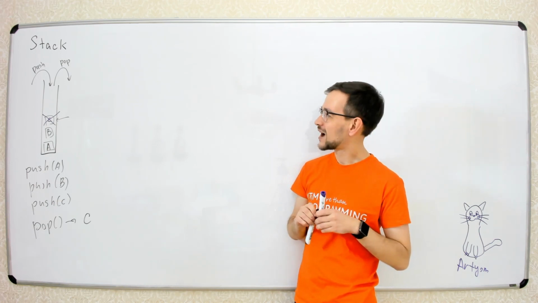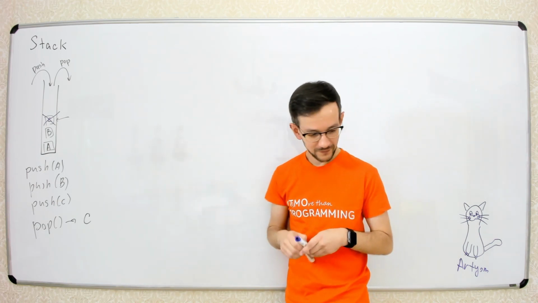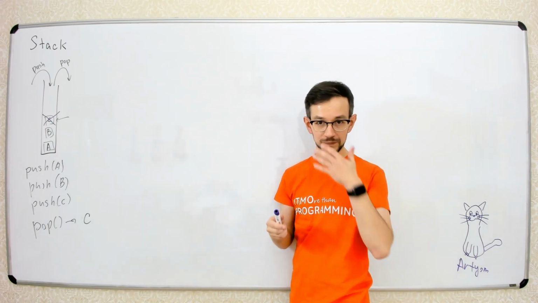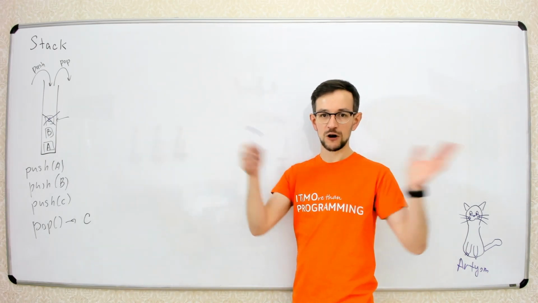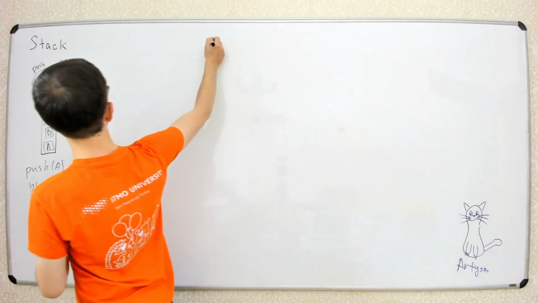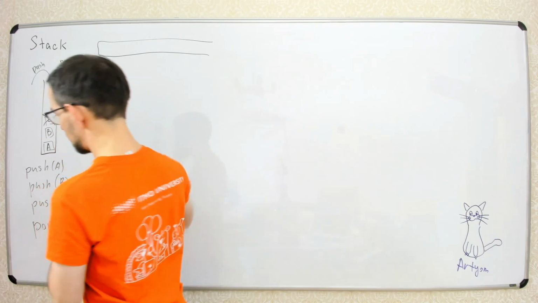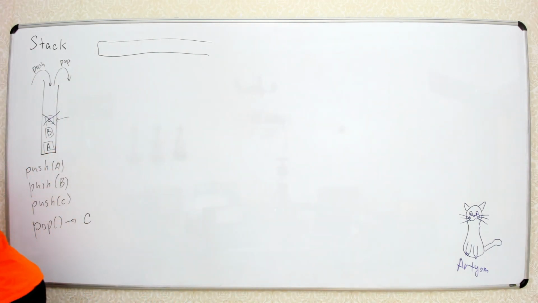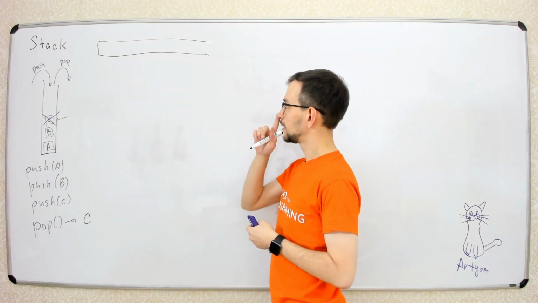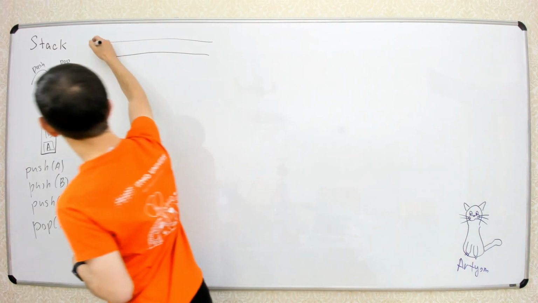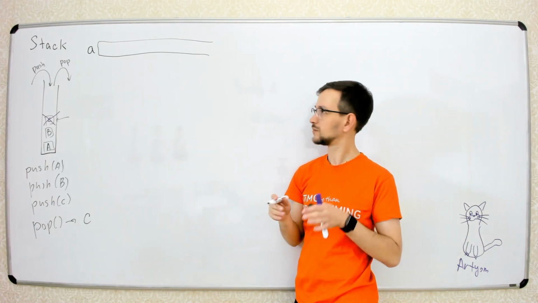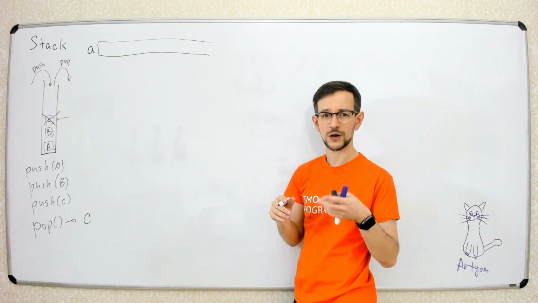Now, how to implement this data structure? It's very simple when you have a big array. Let's say we have an array of infinite size. So we have an infinite array. Let's call it array A. I always call arrays A when I can. If I have two arrays, I call them A and B usually.